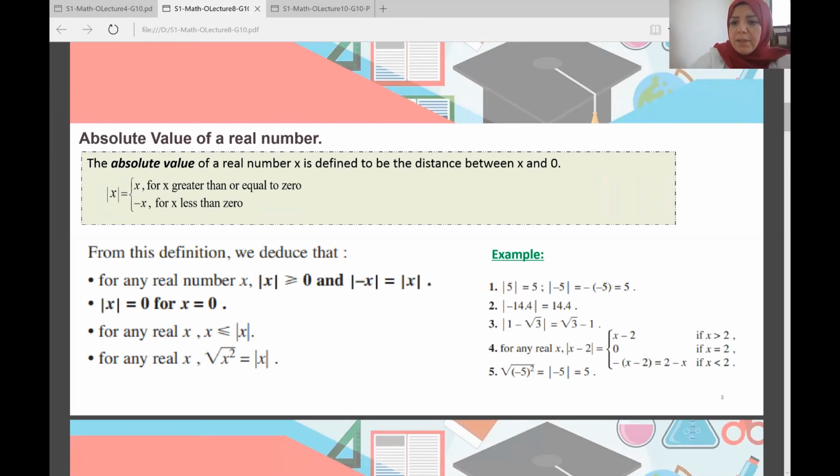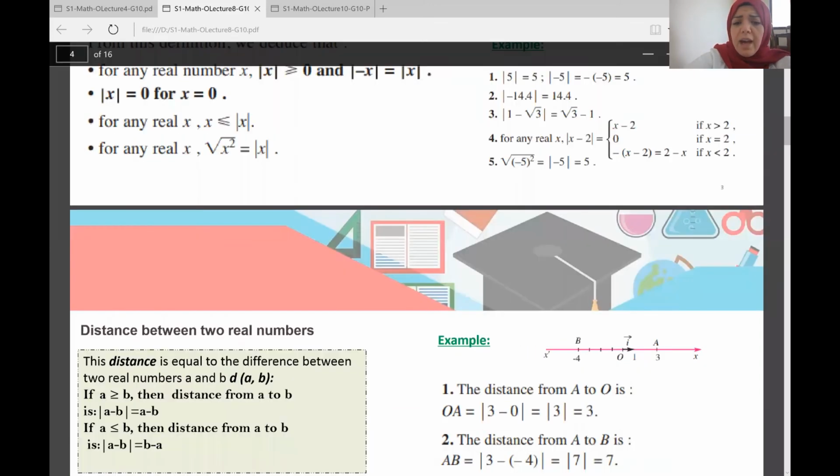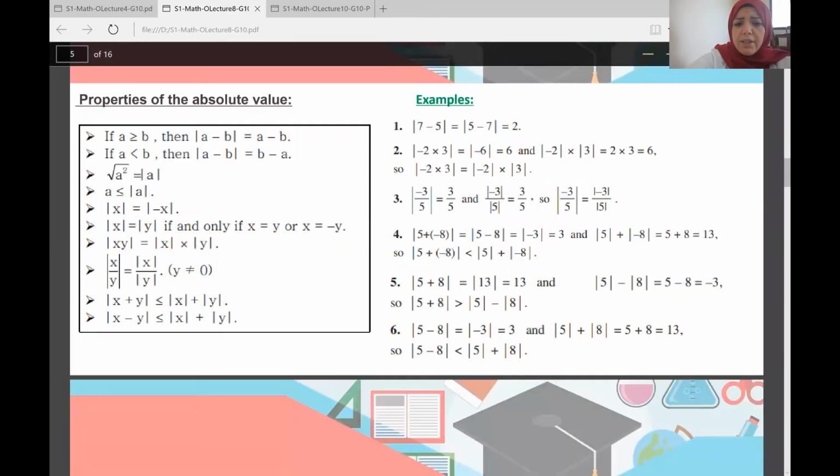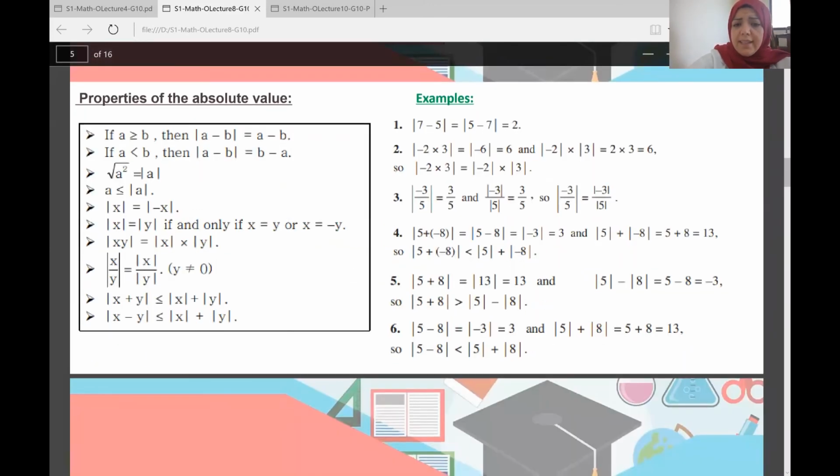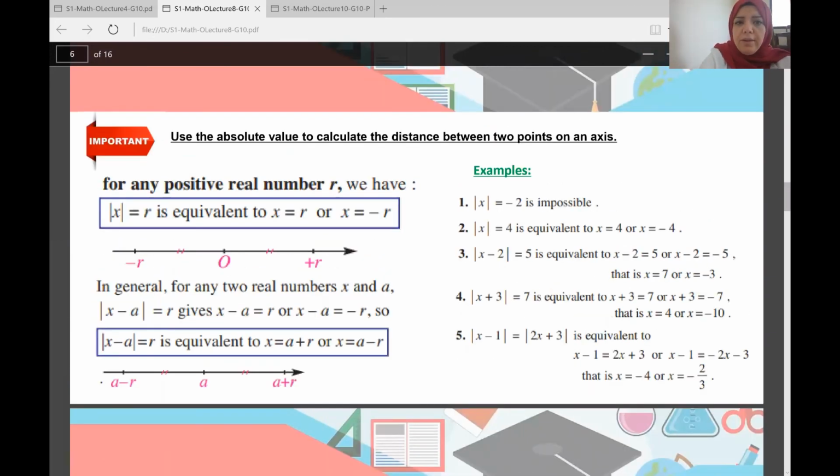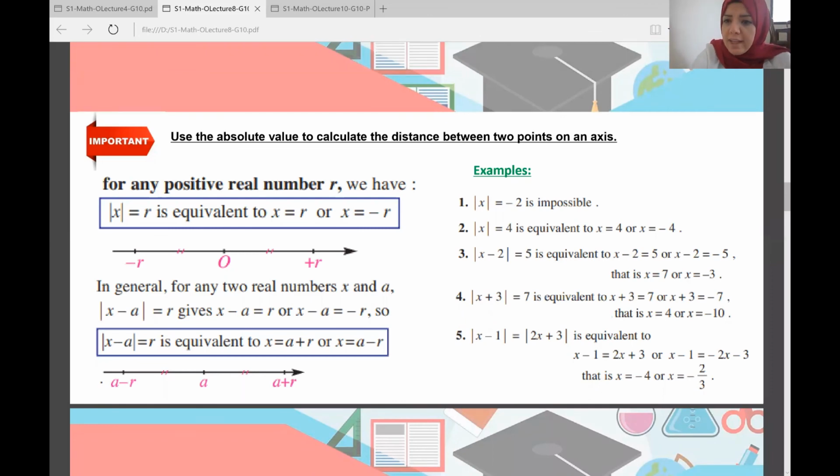But for example, if you have, I will start directly by what I need. Look at this. First of all, this is the exercise that I need the most. Absolute value of x equals minus 2, this is impossible. Why? Because an absolute cannot have a negative value.